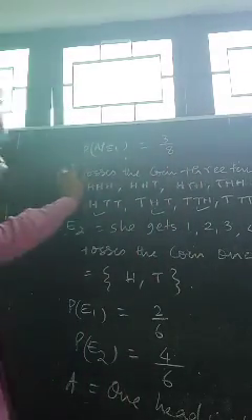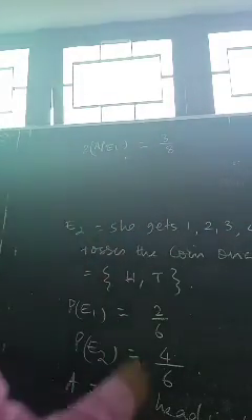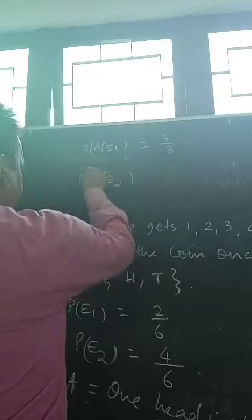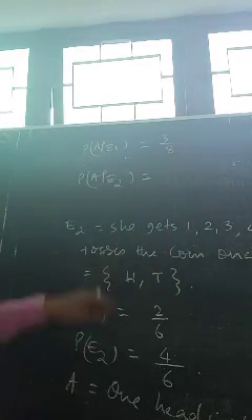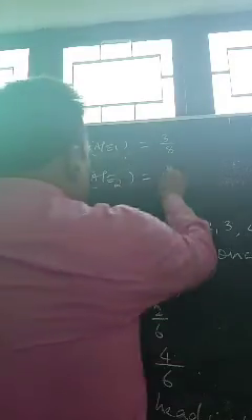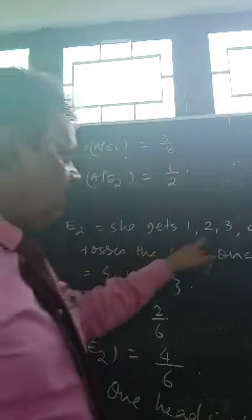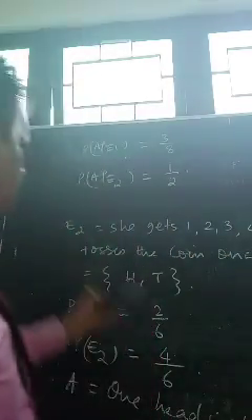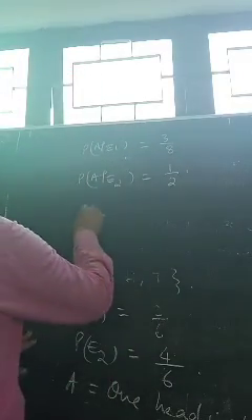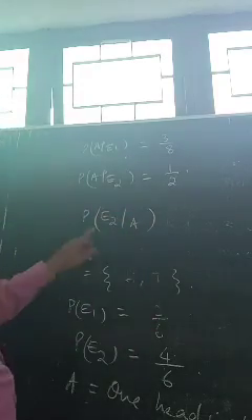Okay, then A of E2. One head obtained again from the second case, that is 1 upon 2. What is the probability that she threw 1, 2, 3 or 4? Means you are asked to find the probability that she threw 1, 2, 3, 4, 5 given that she got the head. This is the question.